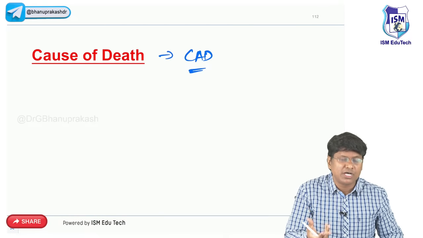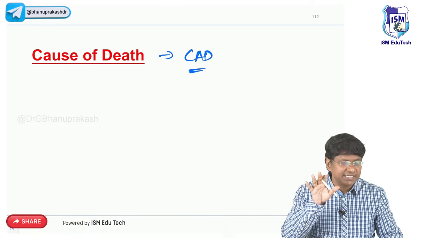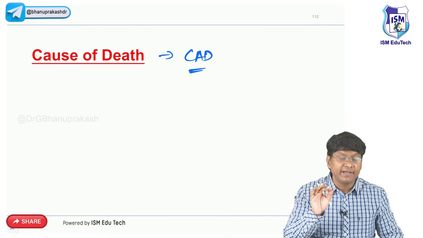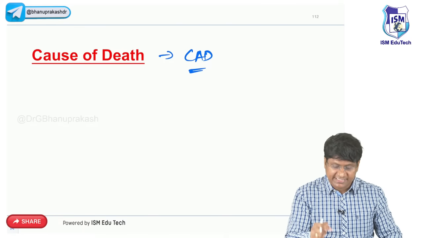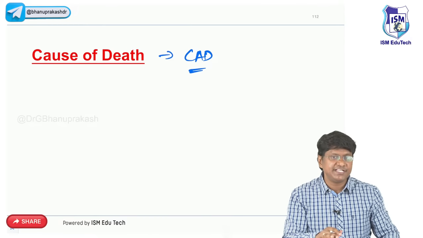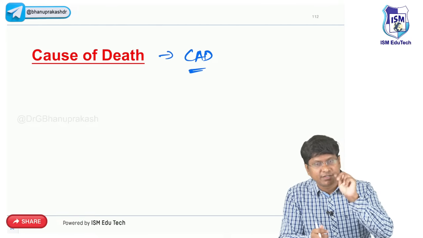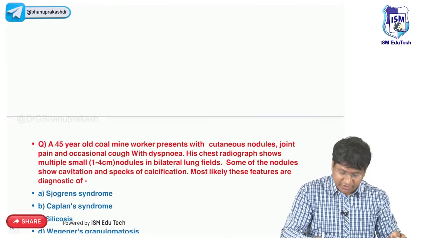And what would be the cause for this coronary artery disease? See, your rheumatoid arthritis is an inflammatory condition. So you will have a premature atherosclerosis that would be responsible for the development of coronary artery disease. Then how do you treat these patients? Okay, before going into the treatment of rheumatoid arthritis, you need to remember the two important syndromes of rheumatoid arthritis.